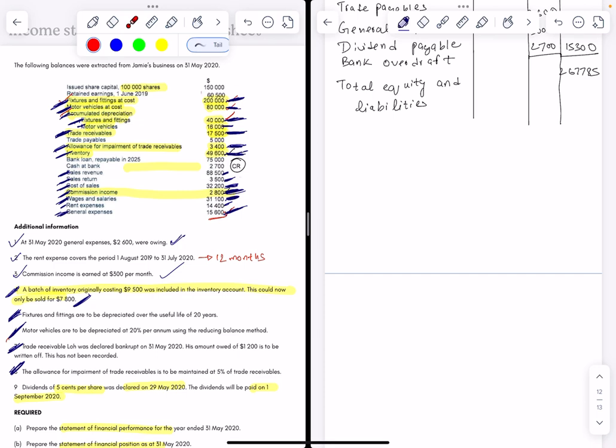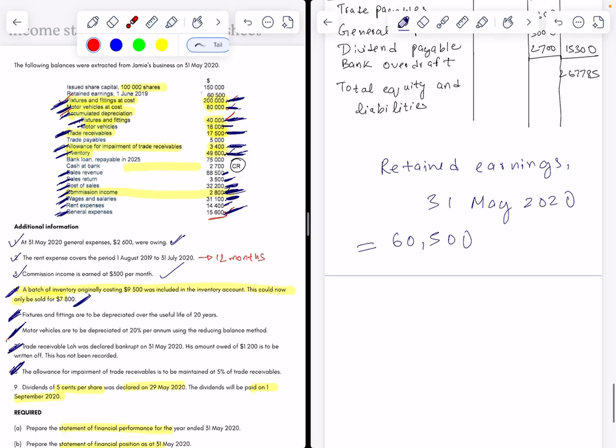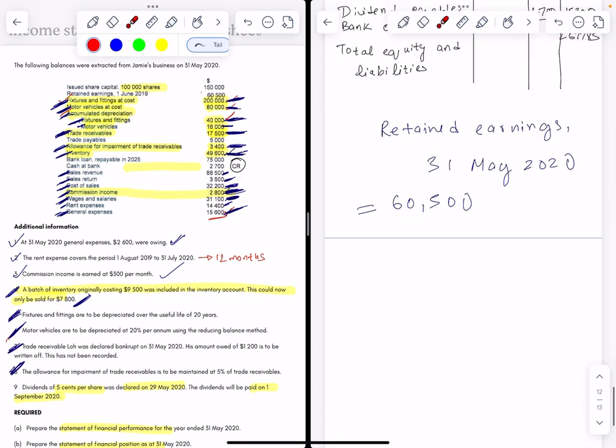So how do we get this $27,485? All right. Now, so let's do the calculations. So retained earnings at 31st of May 2020 equals the opening balance of retained earnings of $60,500 from 1 June 2019, which is what you can see here. Then we would add any profits and we would deduct any losses. In our case, we have made a loss of $28,015. So that's what we will deduct.